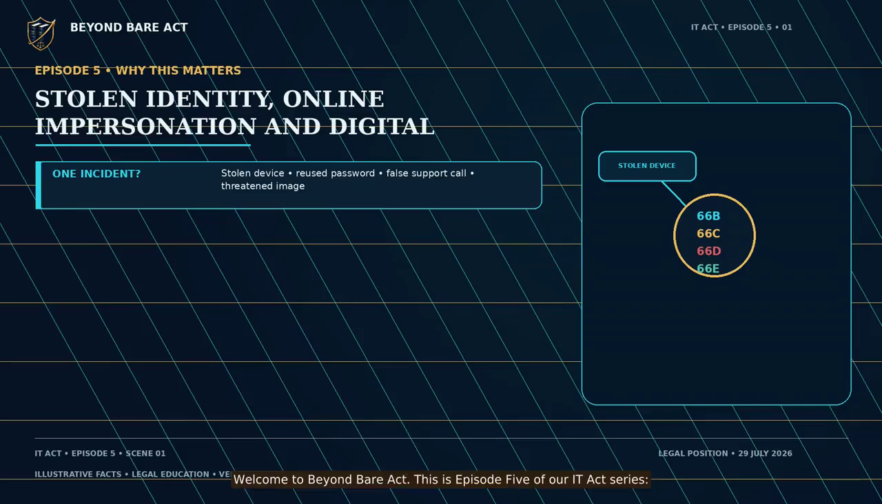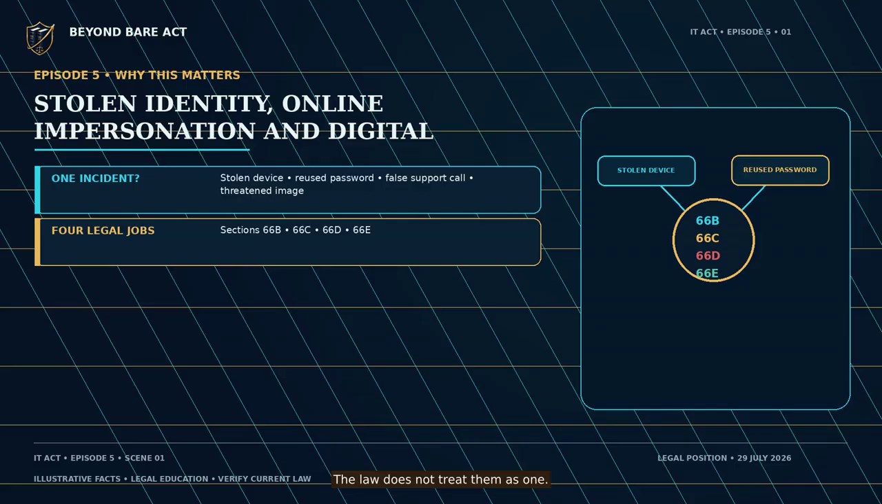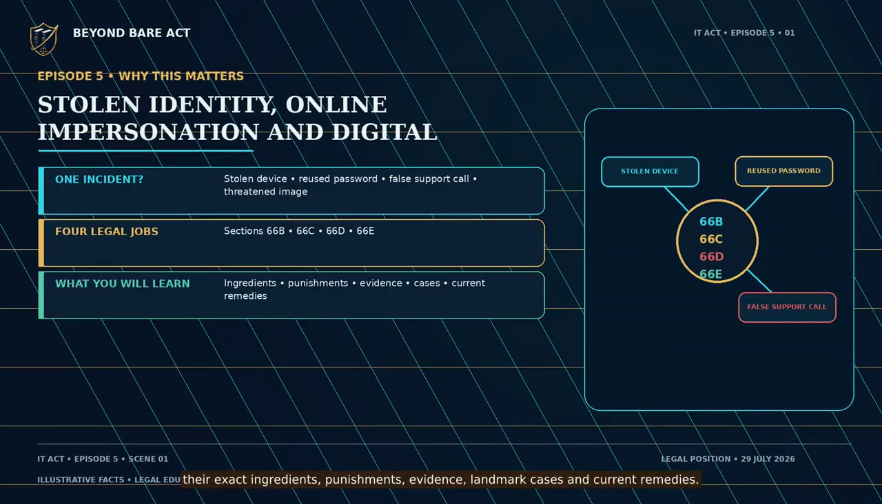This is episode 5 of our IT Act series, Stolen Identity, Online Impersonation and Digital Privacy. A stolen phone, a reused password, a fraudulent support call and a threatened intimate image may look like one cyber incident. The law does not treat them as one. This episode explains sections 66B, 66C, 66D and 66E. Their exact ingredients, punishments, evidence, landmark cases, and current remedies.